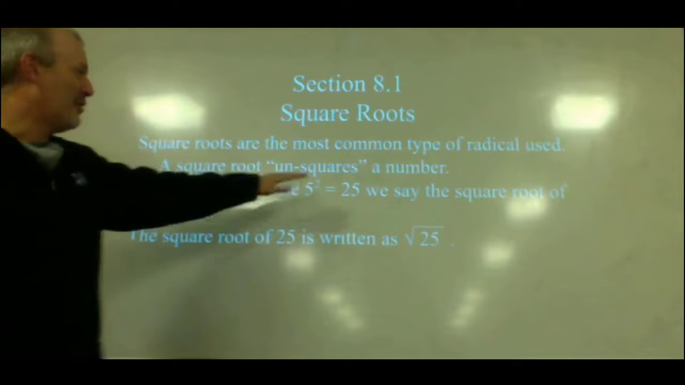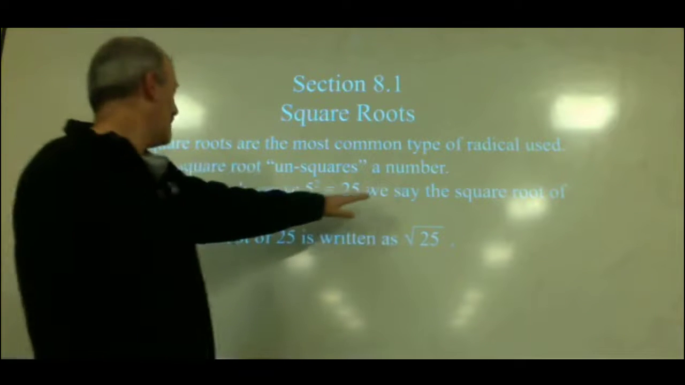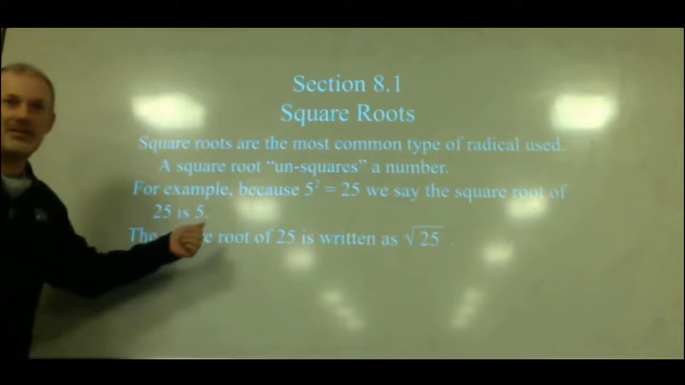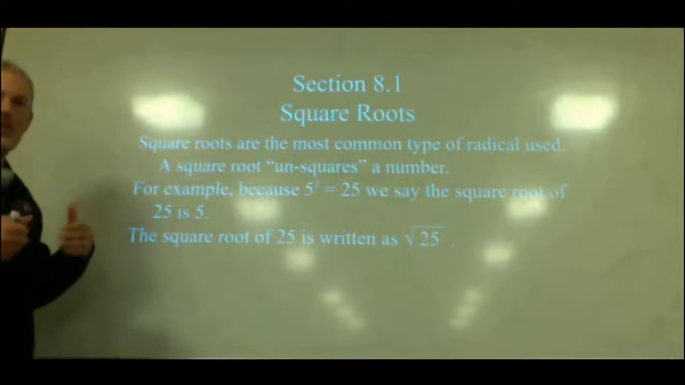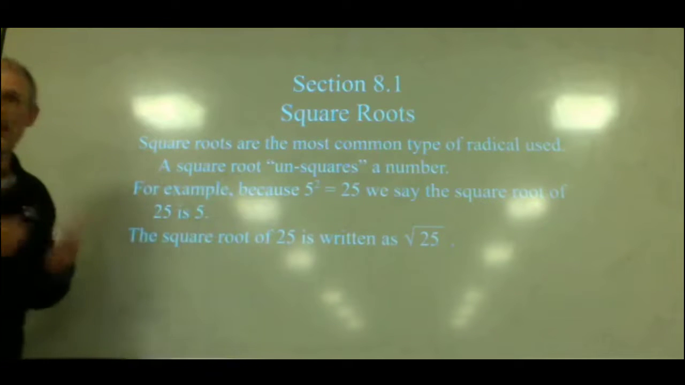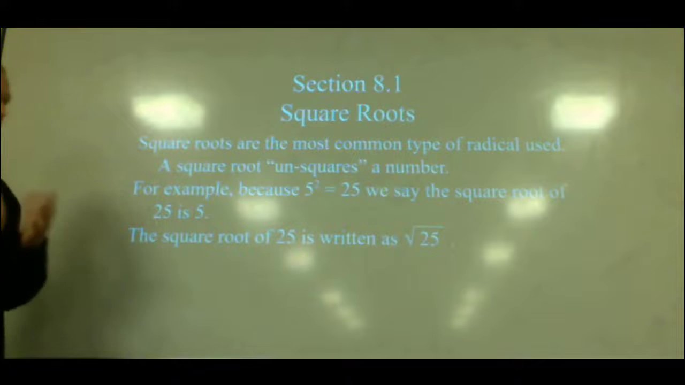It is recording. We know 5 squared is 25. So we can say that the square root of 25 is 5. Okay, and the question it's asking is, what number times itself would equal 25? Well, we know that's 5. Okay, because 5 squared is 25.